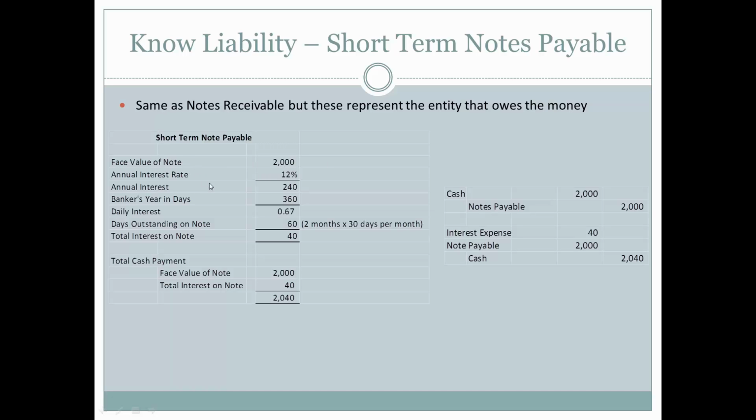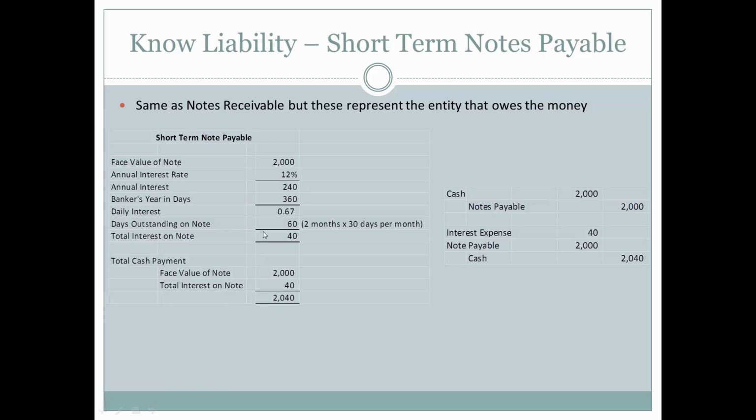The face value of the note, $2,000. Here's the annual interest rate of 12%. So this will be the annual interest. So we're going to divide that by the banker's year in days of 360, and we're going to come up with a daily interest rate of 67 cents.